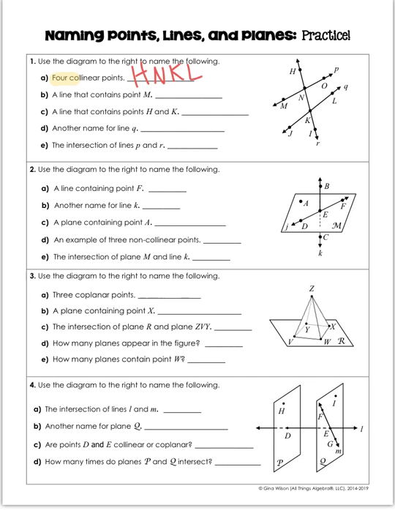B says a line that contains point M. So I'm going to look for point M. I see point M is right here, so I need to find the line that contains it. The name of this line, remember, is the lowercase script letter off to the side. So this is called line P. Line P contains M, so I'm going to write line P.